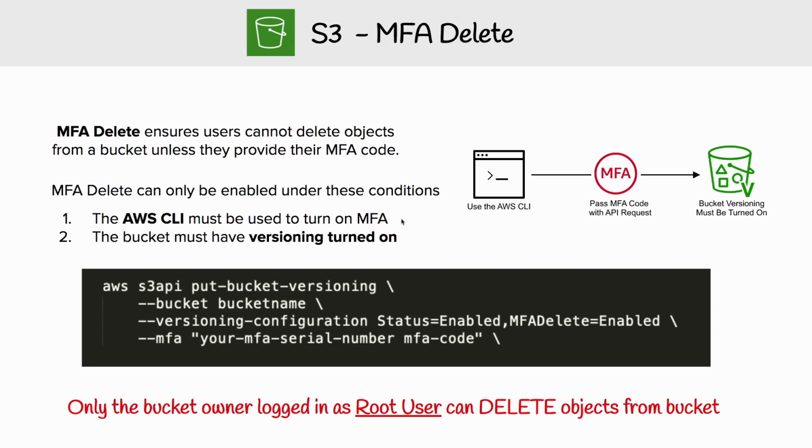The other thing is that in order to turn on MFA delete, you have to use the CLI. So here down below, I'm using the CLI, and you can see in the configuration for versioning, I'm setting it to MFA delete enabled. Another caveat is that only the bucket owner logged in as the root user can delete objects from the bucket, all right? So those are your 3 caveats, but this is going to be a really good way to ensure that files do not get deleted by accident.